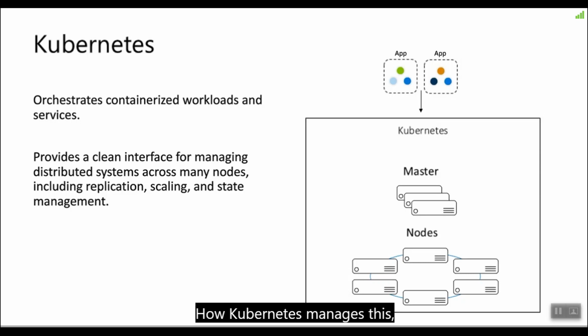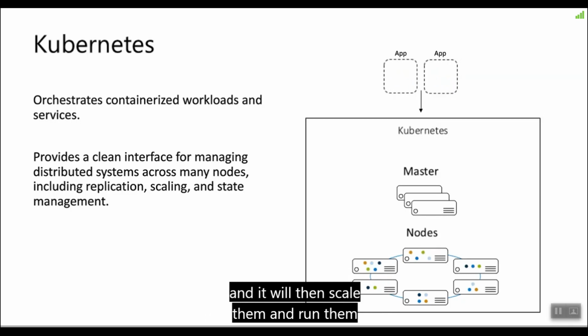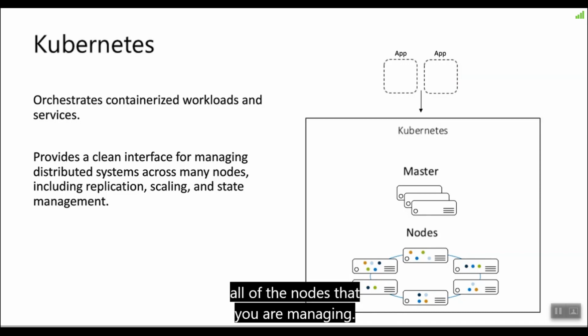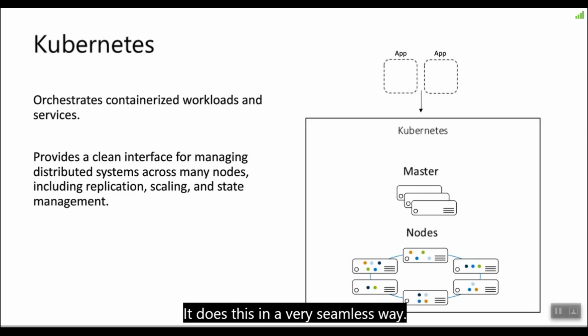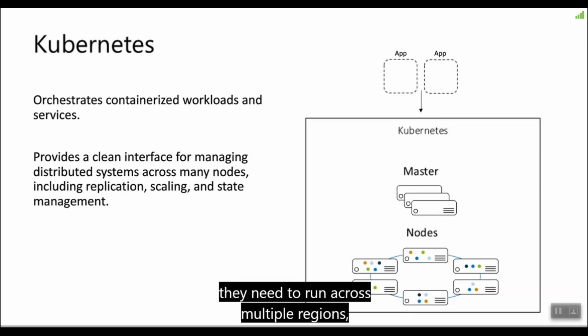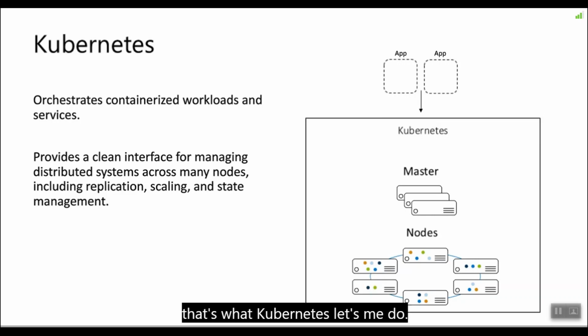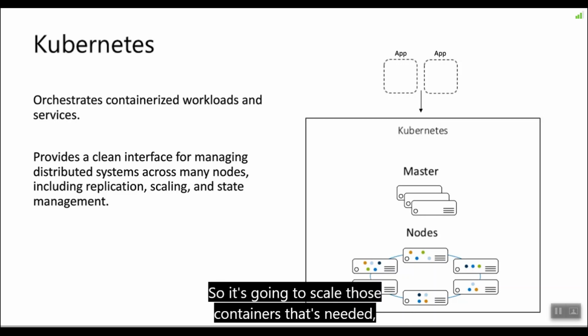And how Kubernetes manages this is that you give it your app, you give it your containers, and it will then scale them and run them reliably across your entire cluster, across all of the virtual machines, all of the nodes that you are managing. It does this in a very seamless way. That's why a lot of people are getting very excited about Kubernetes. They can take these applications, they need to run across multiple regions, they need to run in a highly available way across a number of different machines, but manage it from a single spot. That's what Kubernetes lets me do. So it's going to scale those containers as needed, making sure that they're running and available.